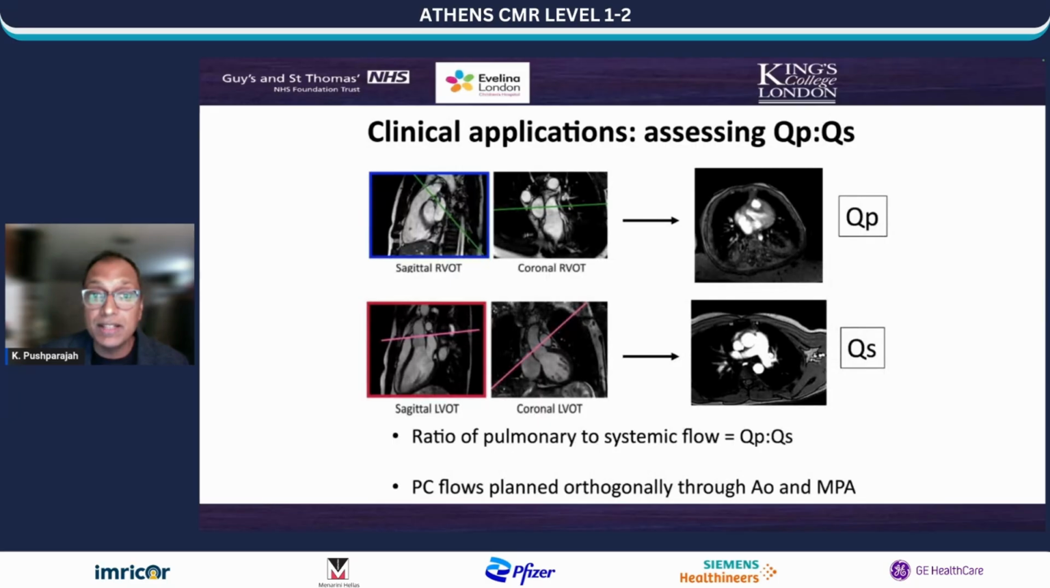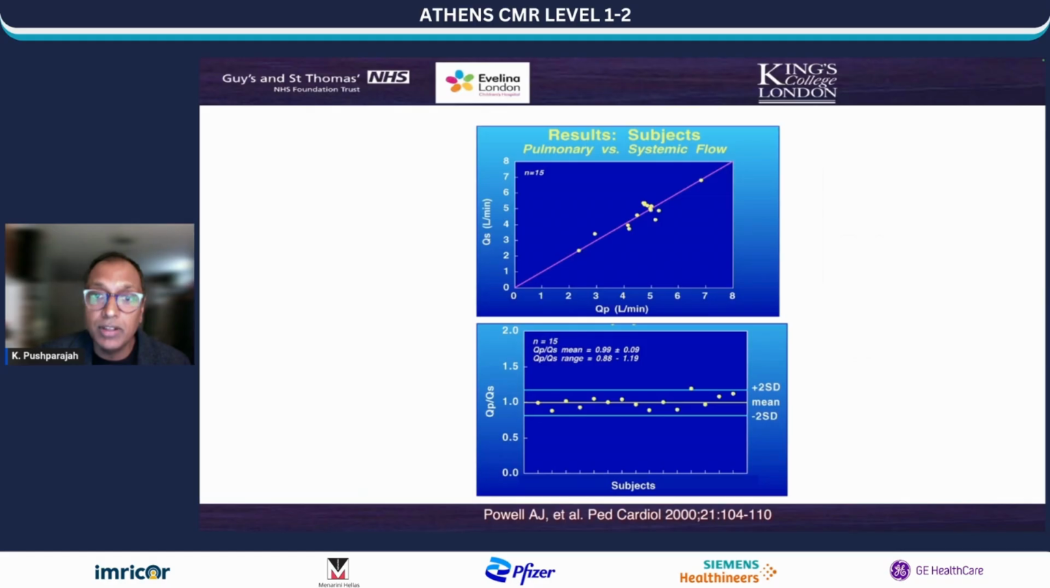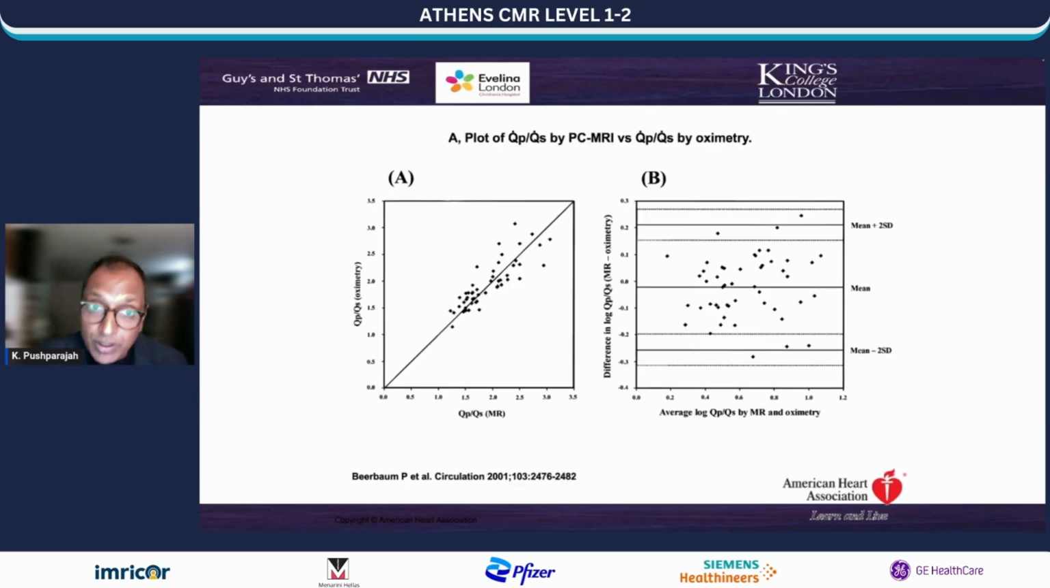But obviously, there's a very good way of doing this non-invasively, as we all know. By phase contrast CMR, you can directly measure the pulmonary blood flow and systemic blood flow, and very elegantly do a QP:QS in this patient group. And we know from, I mean, it's incredible, right? It's almost 25 years ago that Andrew Powell and the group in Boston did this. And you can see that there's very good correlation between invasive and non-invasive means of assessing QP:QS with a tolerance of about 1.2. So it's a good test and we use it all the time.